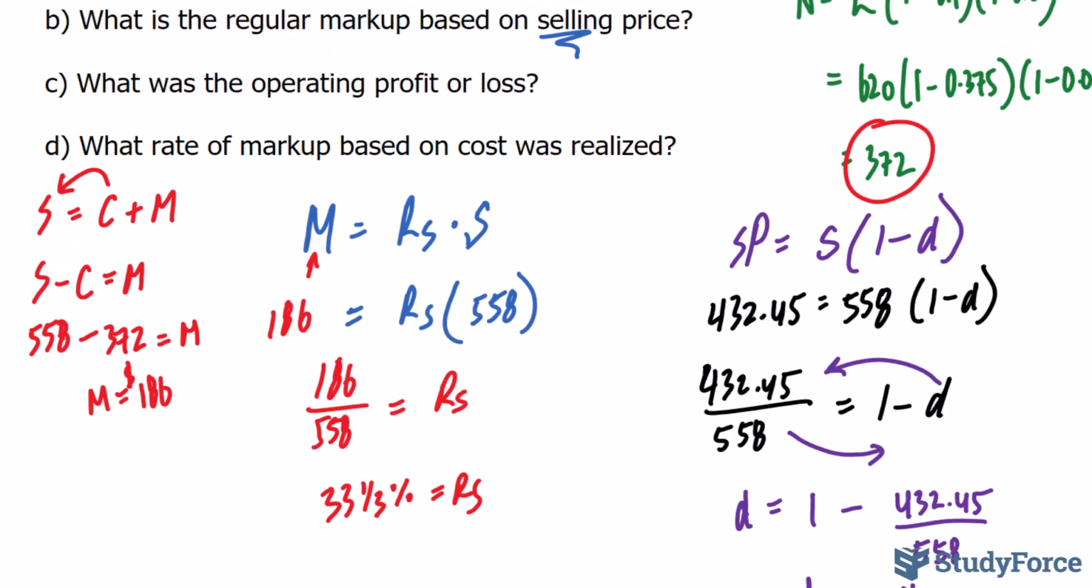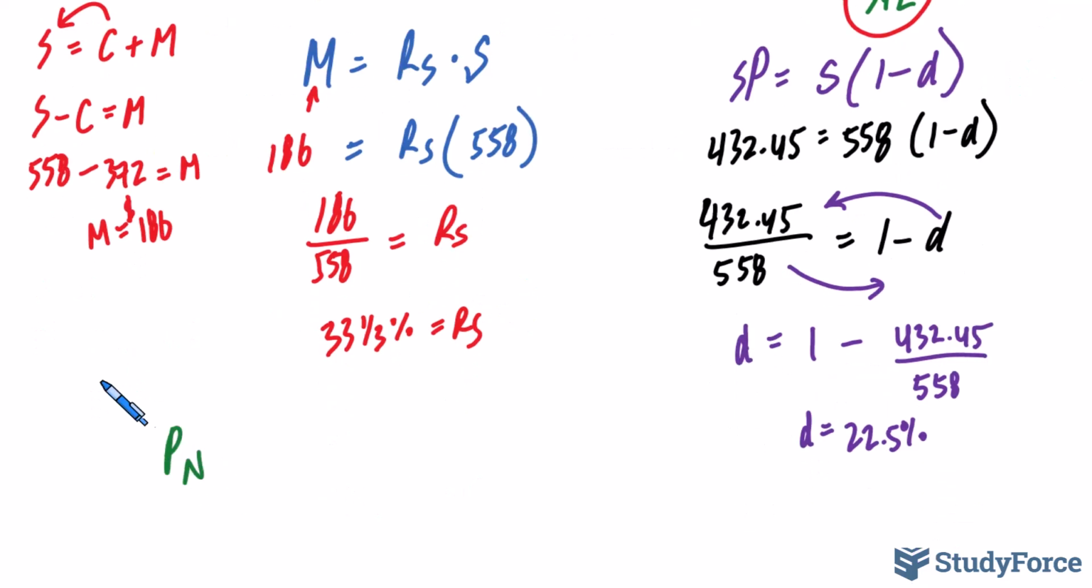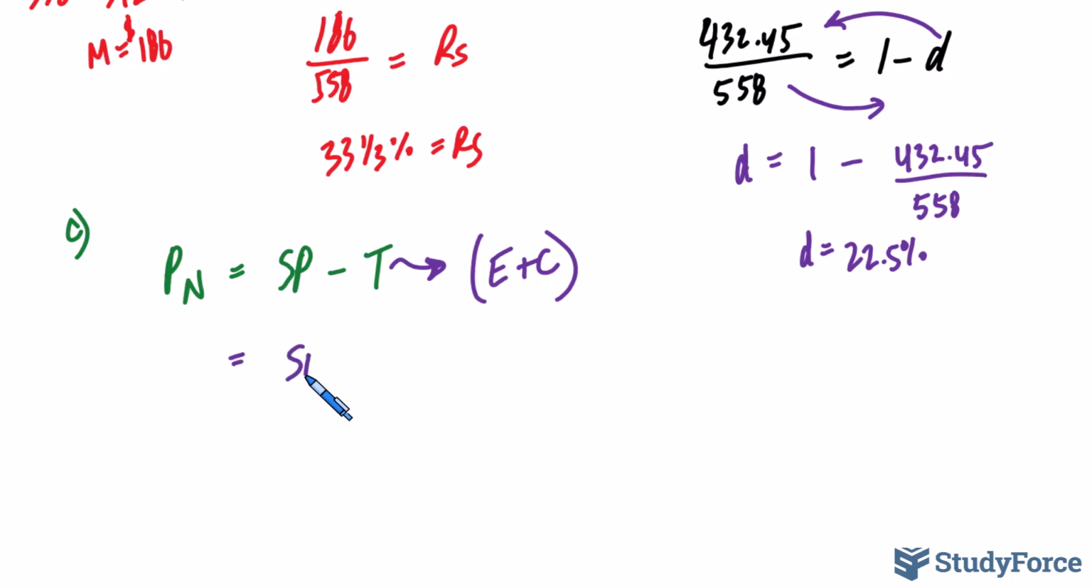In question C, what was the operating profit or loss? So I like to denote the operating net profit as P sub N. Okay, so we have P sub N, there's a formula for it, is equal to your sale price, SP, take away your total cost, which I like to denote as T. And total cost, we've had a discussion of this in the past, is the combination of your expenses plus your cost. Therefore, this formula evolves into SP take away E plus C.